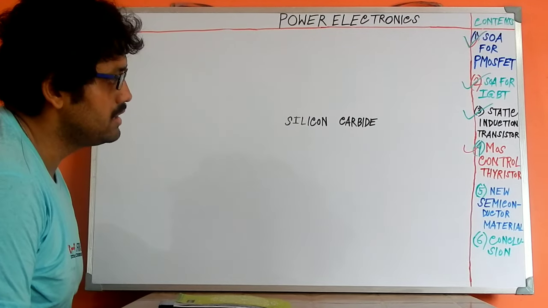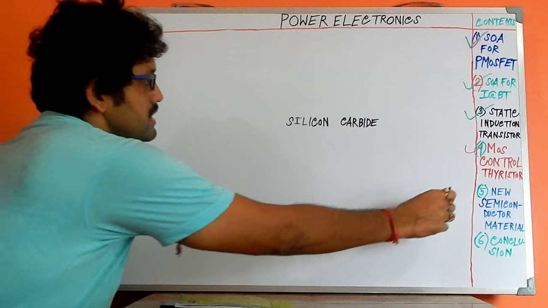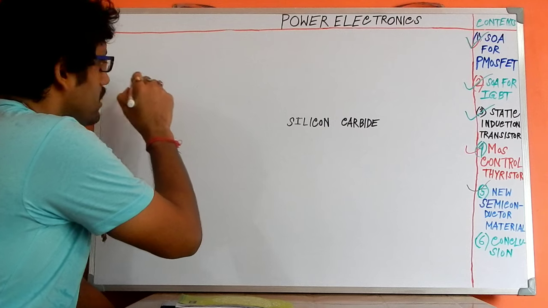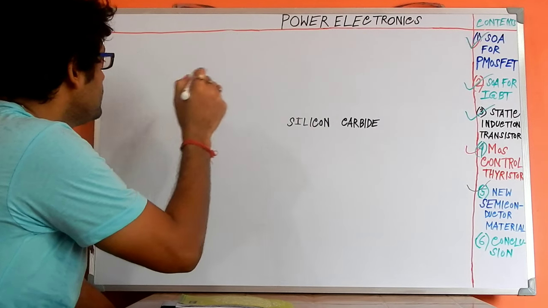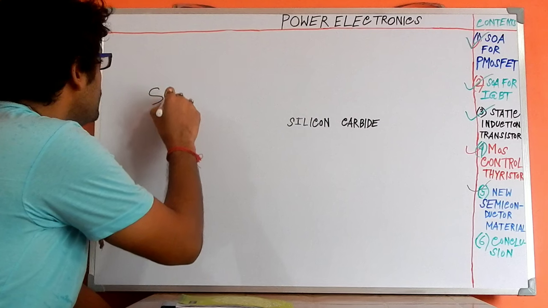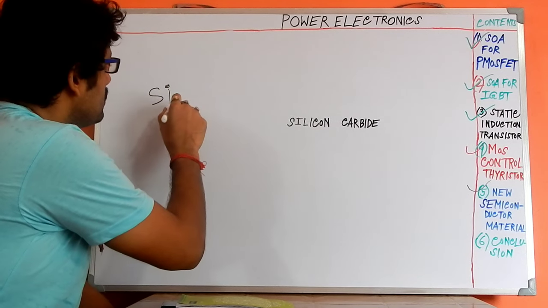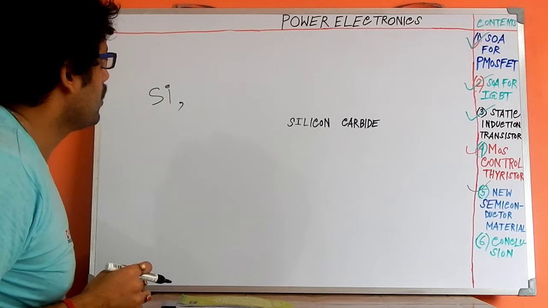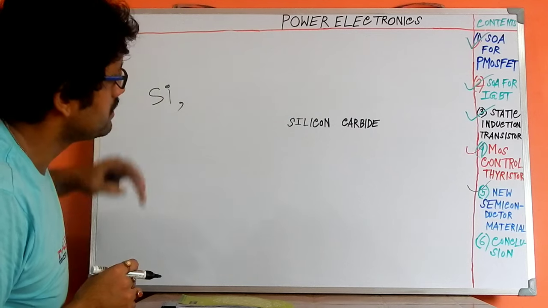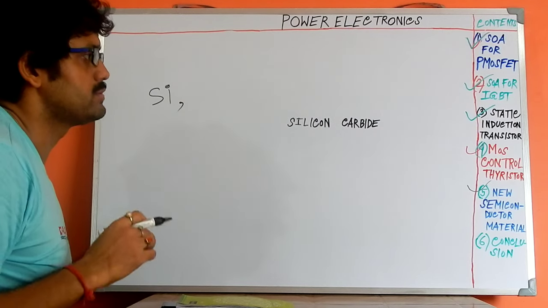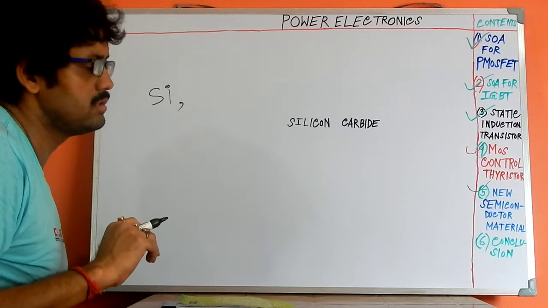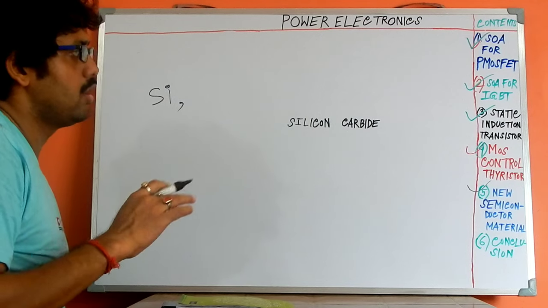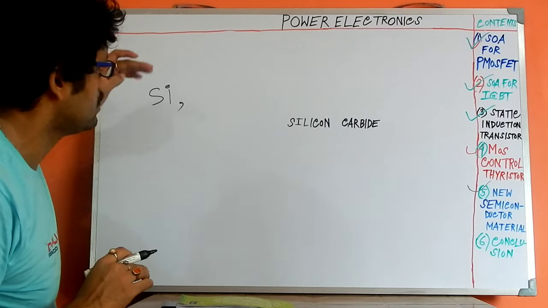So our next topic is new semiconductor material. In our previous analysis, in our previous devices, all these things are manufactured on silicon material, on silicon chips. On silicon chips, we can form many types of IGBT, power MOSFET in parallel operation. For parallel operation, we could form many types of PN junctions, and all these junctions are formed on silicon devices.